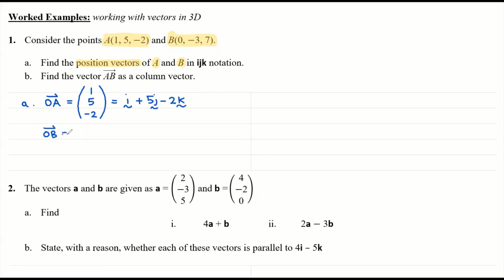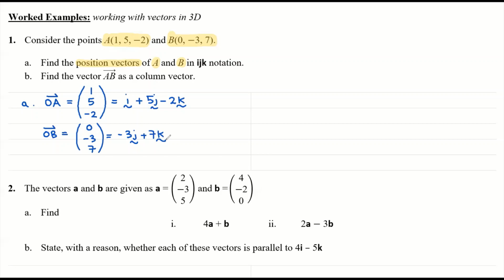if you didn't know that, just pause the video and try it yourself. But 0, -3, and 7, which we interpret as no i's this time. So we just leave that out. -3j plus 7k. Okay, and that would describe the vector OB. OB being the position vector of the point B.